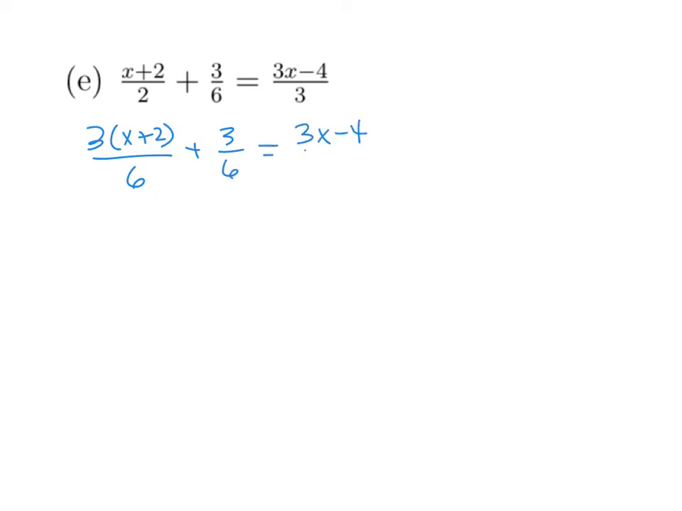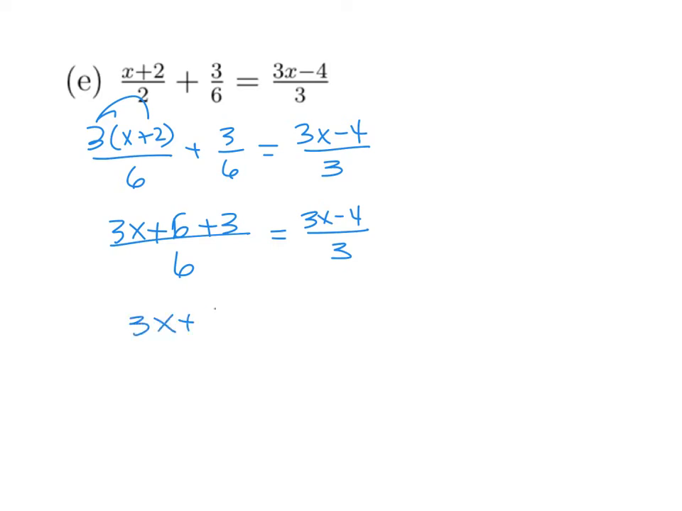3x minus 4 over 3. From here, I'll distribute this 3 and then combine it with the other 3. So we have 3x plus 6 when I distribute, plus 3 to add to the other side, and then combine it all under 6, is equal to 3x minus 4 over 3. We'll simplify. 3x plus 9 over 6 is equal to 3x minus 4 over 3.